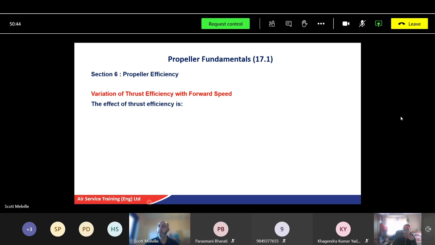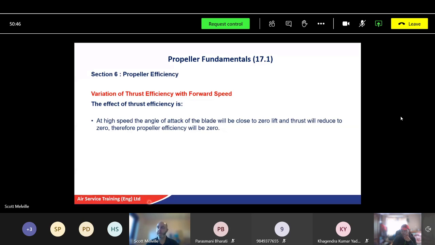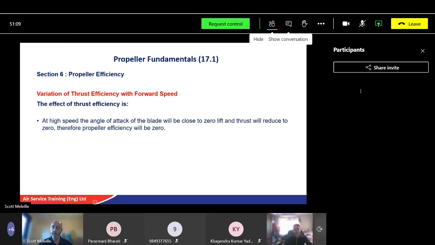The effective thrust efficiency is such that at high speed, the angle of attack of the blade will be close to zero. Zero lift, and thrust will reduce to zero. Therefore, propeller efficiency will also be close to zero. In other words, remember, at high speed it's catching up with the relative airflow, so the angle of attack is quite low, so efficiency is quite low. We've got lots of torque, the propeller going quite fast, but it's not being efficient. It's not pulling that aircraft forward.